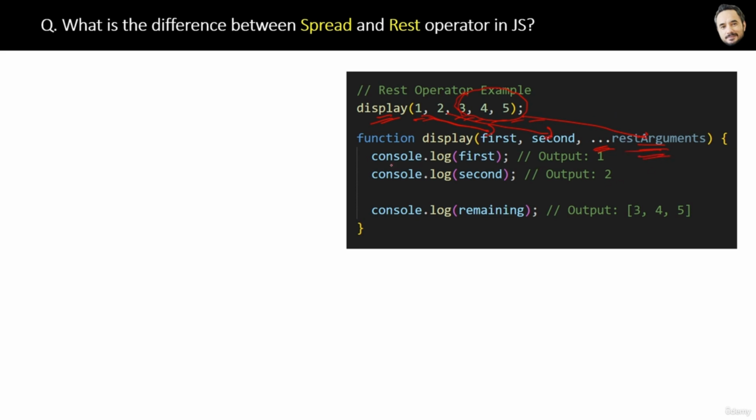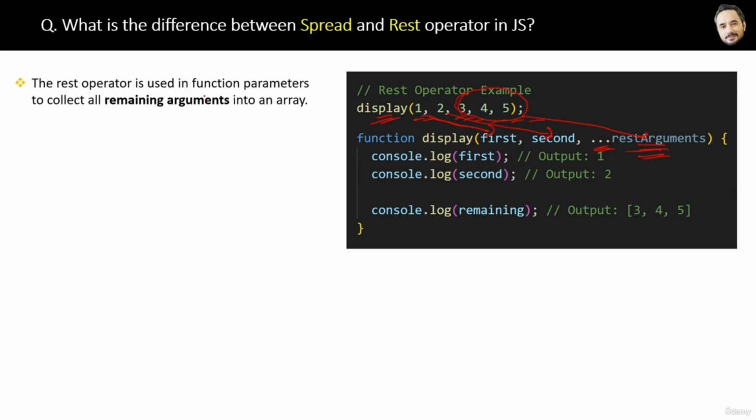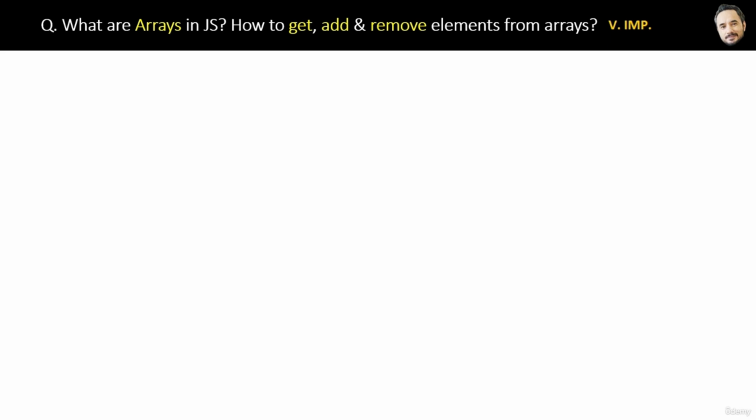left. Finally, the definition of the rest operator is: the rest operator is used in function parameters to collect all remaining arguments in an array. Remember, it gives the rest of the arguments in an array. So that's the whole story. I think now the difference is very clear to you. One is to spread the array into individual elements, and the other, rest, is to represent the rest of the elements.